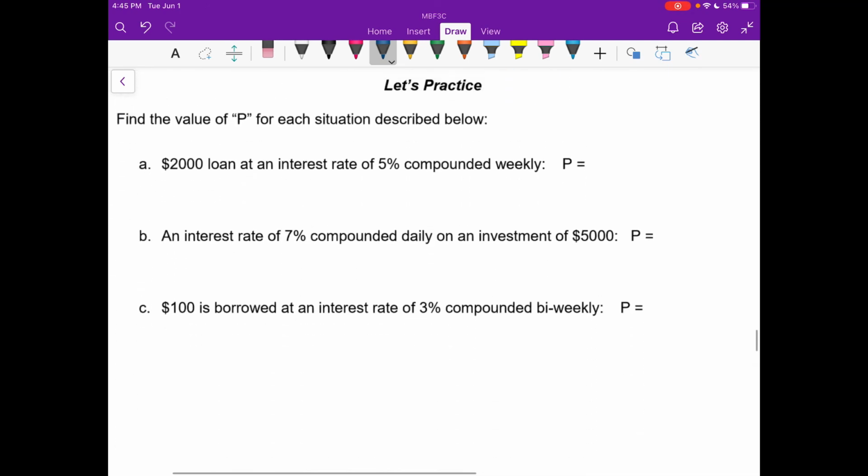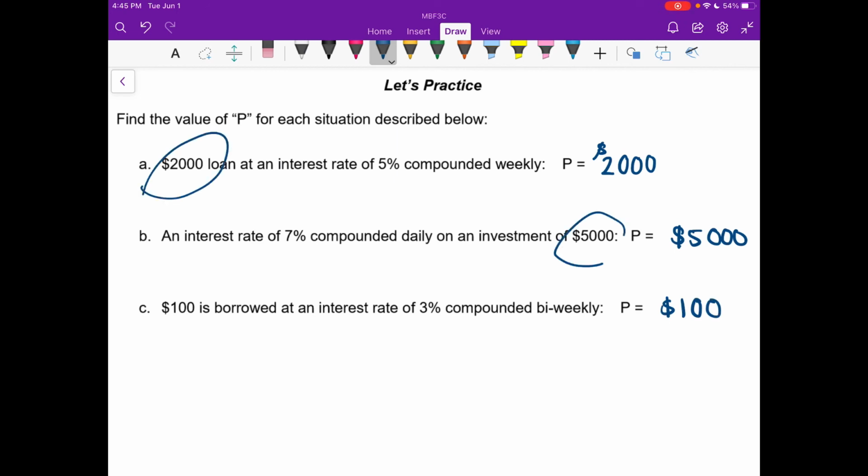So let's do a little bit of practice with this. It says find the P value for each of the situations described below. A $2,000 loan at an interest rate of 5% compounded weekly, right? That's going to be $2,000, your principal amount there. You have an interest rate of 7% compounded daily on an investment of $5,000. You originally put in $5,000, so your P is going to be $5,000. And with this one, as you can guess, it's going to be 100, right? You just go and look at how much you are originally putting into your loan or whatever it is that you're doing.